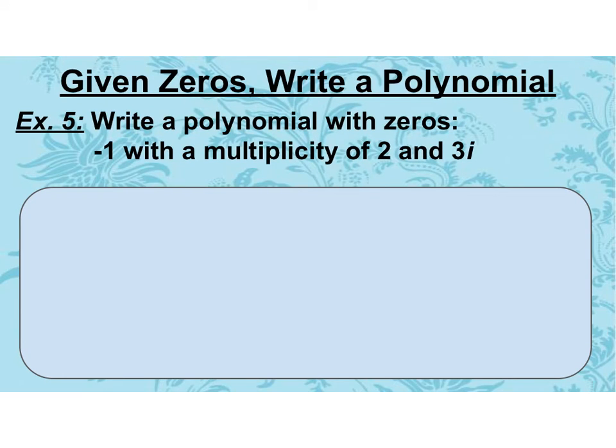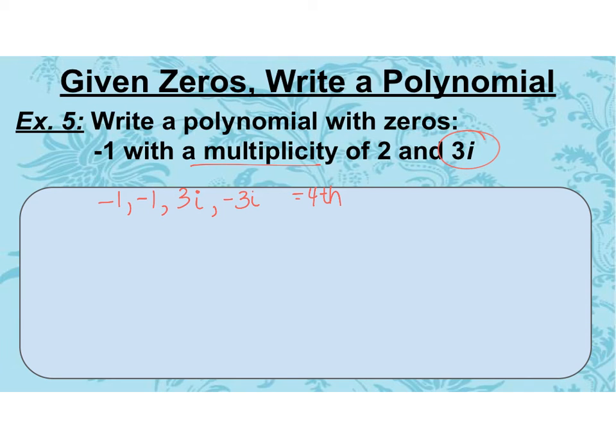Given the zeros, write a polynomial. So if I tell you that you have a polynomial with a 0 of -1 with a multiplicity of 2 and 3i. So a lot of things you have to pull out of there. First we have multiplicity. We also have this imaginary number. So that means if I have -1 with a multiplicity of 2, that means I have -1 and -1. And if I have a 0 that's 3i, that also means, applying the complex conjugate theorem, that I have a 0 that's -3i. So this is going to be a 4th degree.